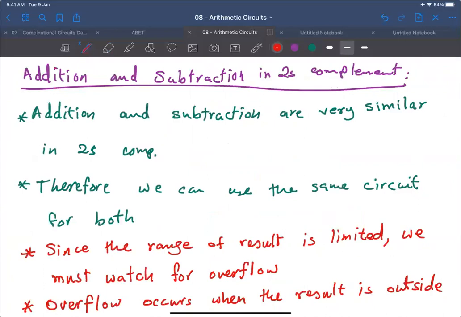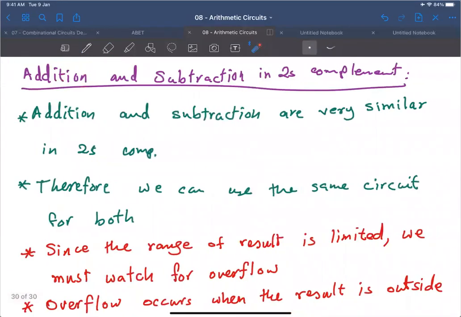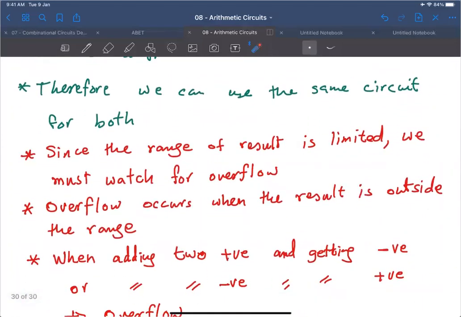Addition and subtraction are very similar. In fact, they're both addition. There is no subtraction in 2's complement because we always convert addition or subtraction problems to addition problems using the 2's complement. But because our range is limited, we must watch for overflow, and overflow occurs when the result is outside the range.